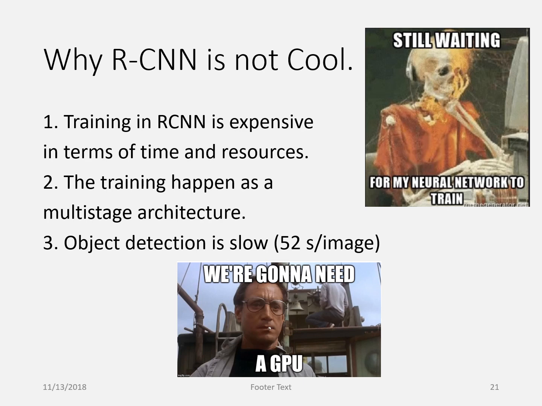In RCNN, the training happens as a multi-stage architecture. It mainly happens in 3 stages. In the first stage, the convolution happens on each object proposal. In the second stage, SVM is applied on those features. And in the third stage, the bounding box regressor is learned. And as Darshan told, the object detection is very slow. It's almost 52 seconds per image.